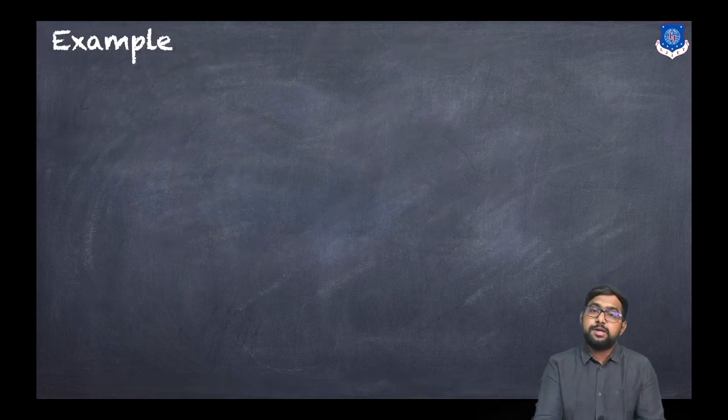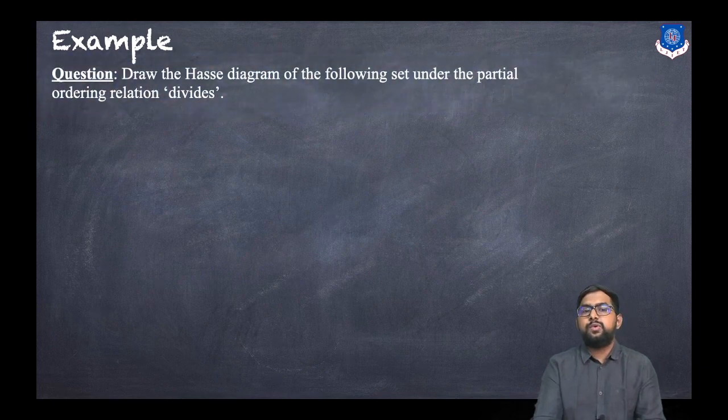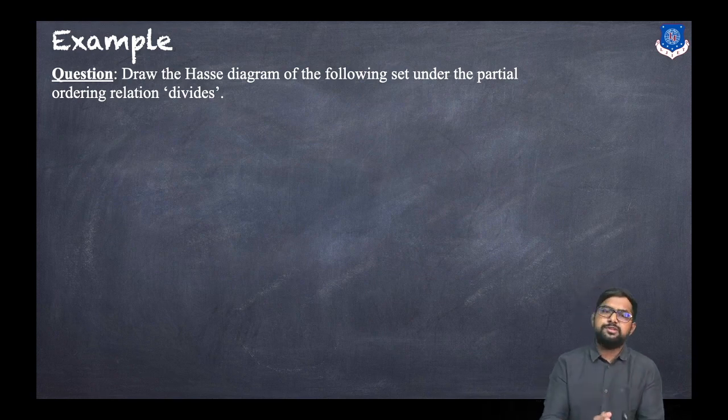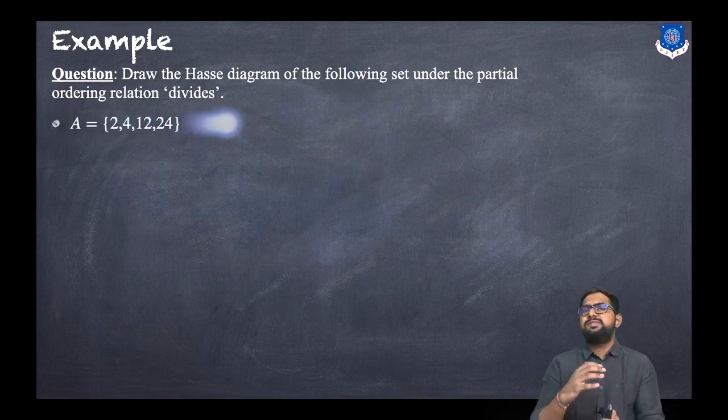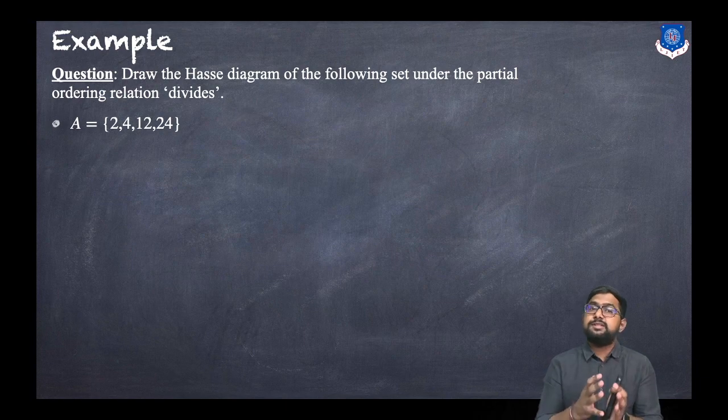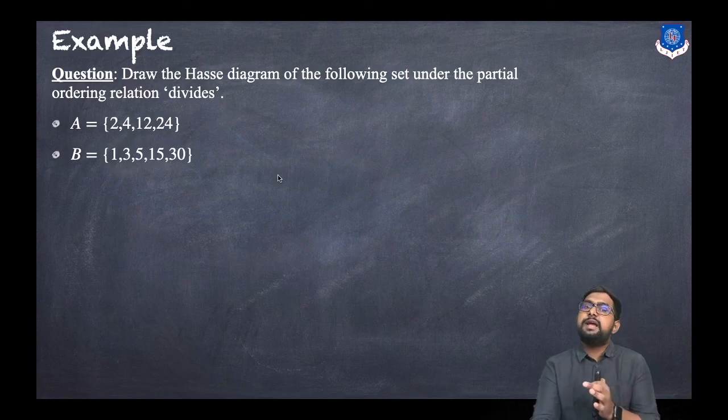Now let us discuss another example. Now question: draw the haze diagram of the following sets under the partial order relation, that is the divides relation. So the relation is the same, the sets are different. So the first set is A equals 2, 4, 12, 24, and the second set, that is 1, 3, 5, 15 and 30.